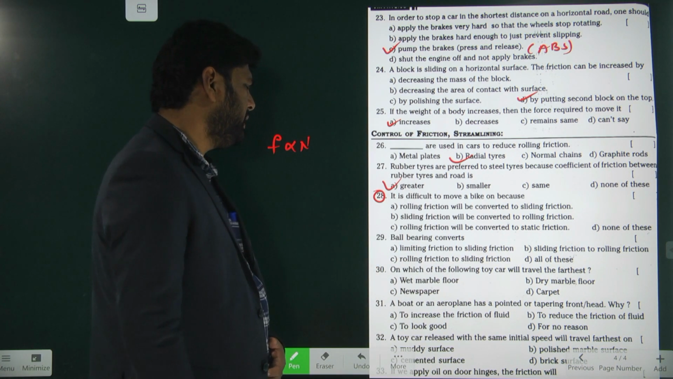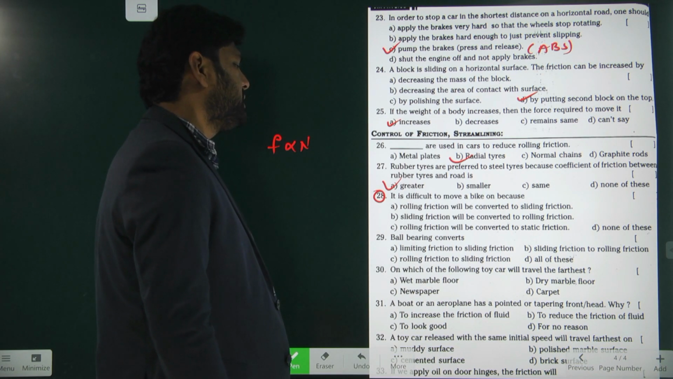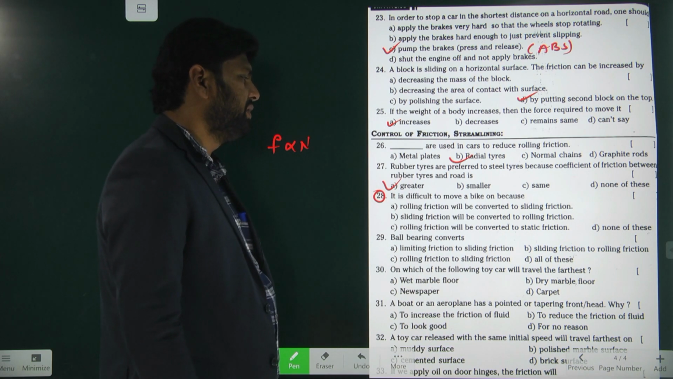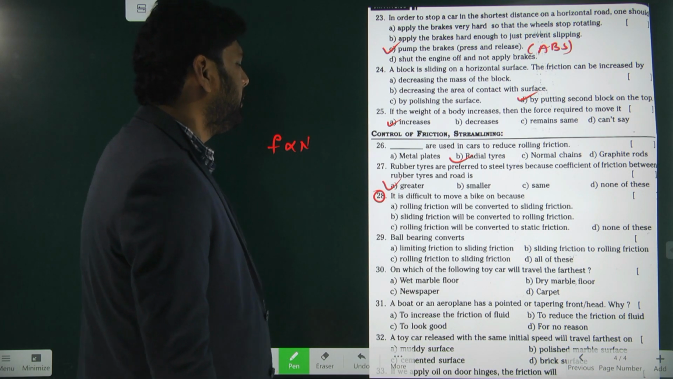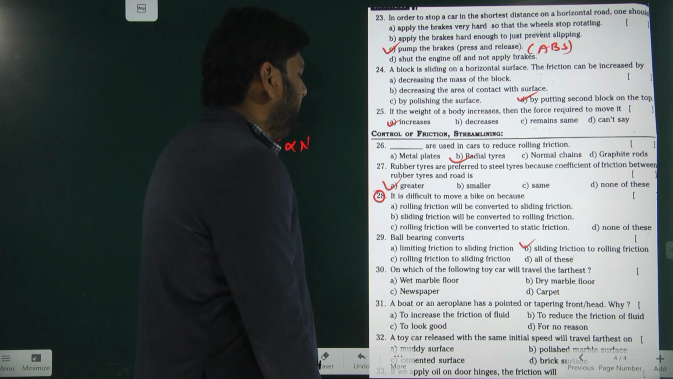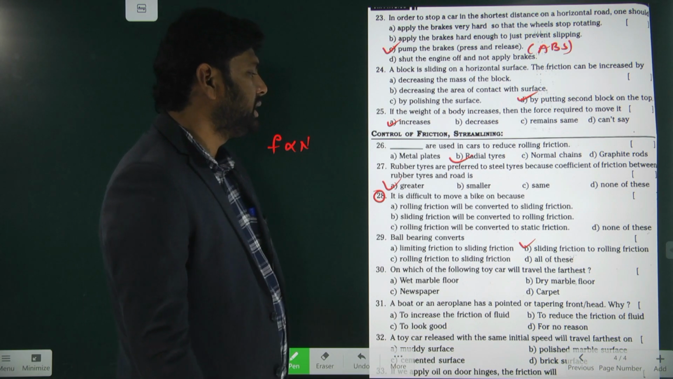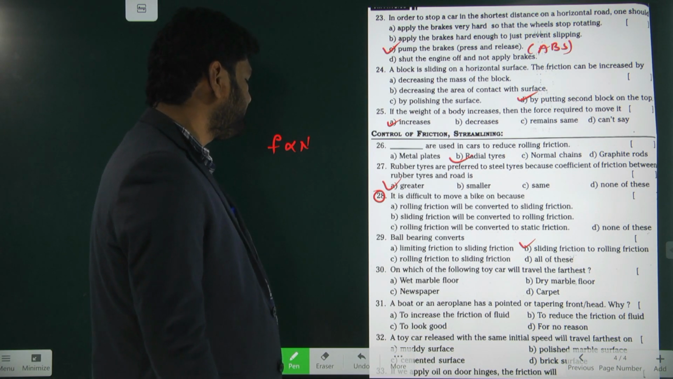Go to the 29. Ball bearings convert: limiting friction to sliding friction, sliding friction to rolling friction, rolling friction to sliding friction, all the above. Option B, ball bearings are converting sliding friction to rolling friction. So option B is the correct answer.